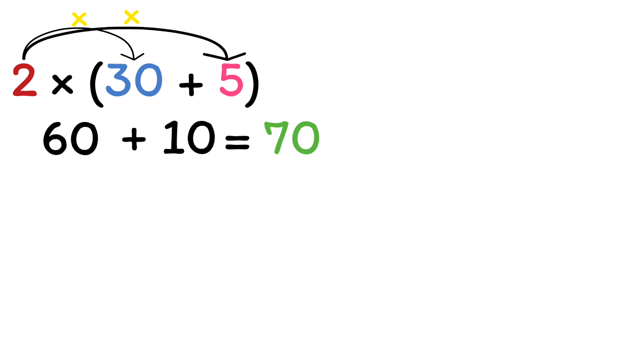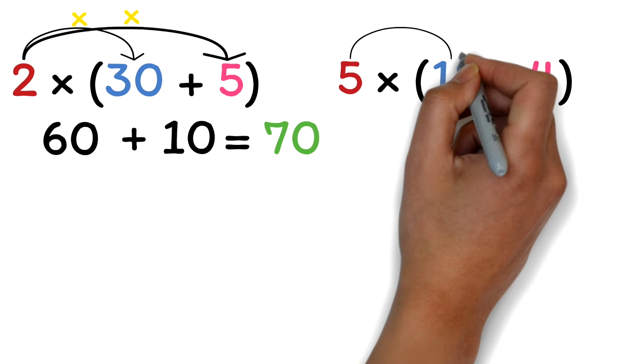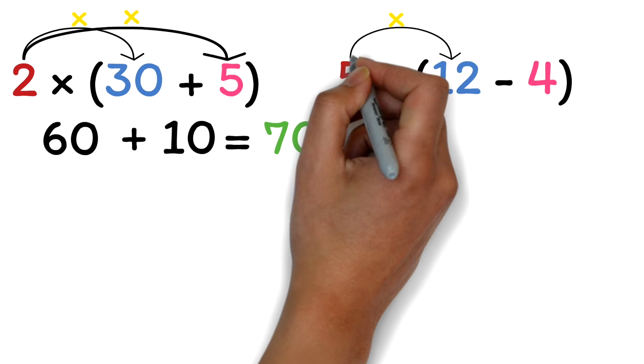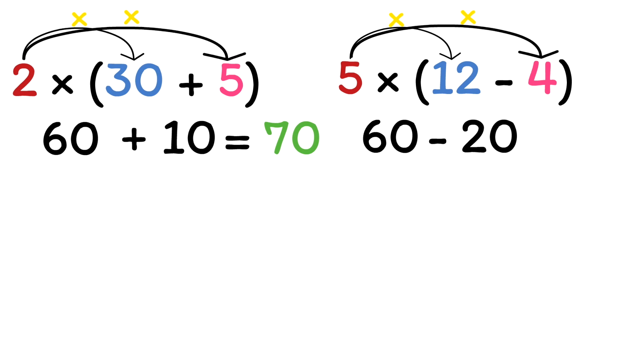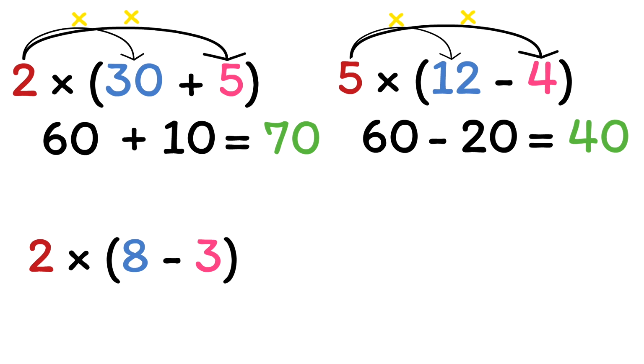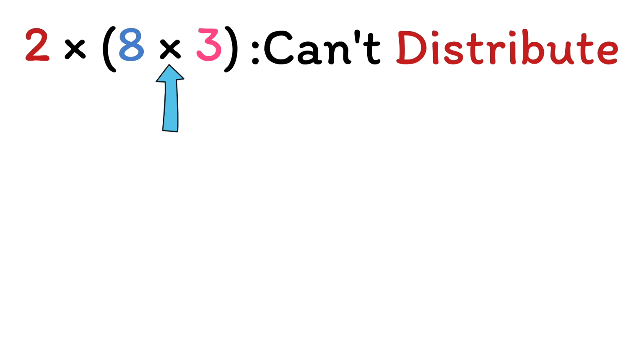So, let's do another example. Let's say we have 5 times 12 minus 4. 5 times 12 is 60, and 5 times minus 4 is minus 20. Next, 60 minus 20 will give us 40. Let's do one more example. Let's say we have 2 times 8 minus 3. 2 times 8 is 16, and 2 times minus 3 is minus 6. Next, 16 minus 6 will give us 10. Note that the distributive property does not apply if the numbers in the parentheses are being multiplied or divided.